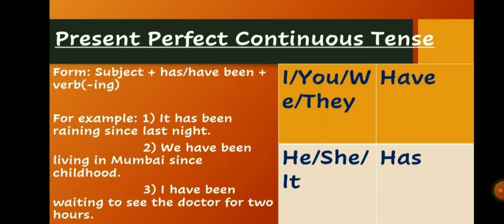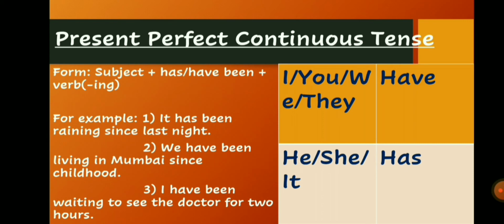Now we will study the present perfect continuous tense. The present perfect continuous tense talks about an action that started in the past and is still continuing. Always remember that in continuous tense the verb will be in the ing form. So we make this tense as subject plus has or have been plus verb in ing form.